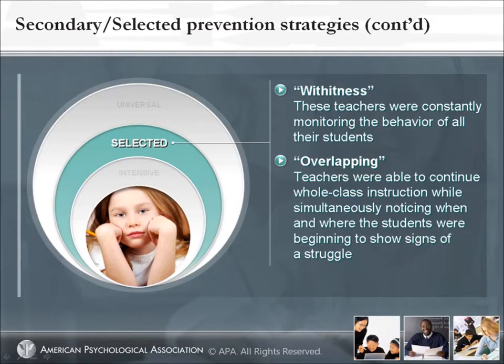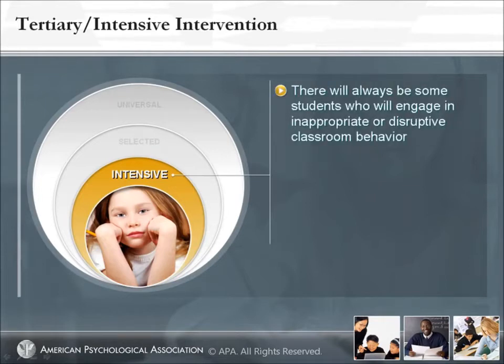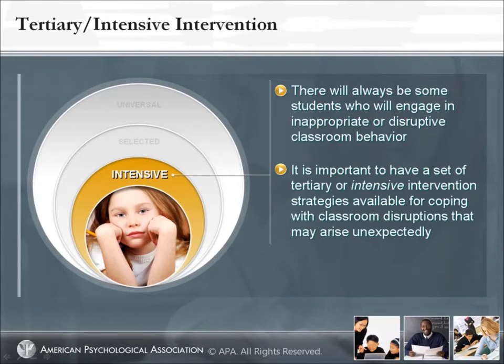Tertiary intensive intervention. Despite the presence of the most extensive primary and secondary prevention strategies, however, there will always be some students who will engage in inappropriate or disruptive classroom behavior. It is important to have a set of tertiary or intensive intervention strategies available for coping with classroom disruptions that may arise unexpectedly. In the second half of this presentation, Interventions for Individual Student Behavior Problems, we will present a variety of such tertiary strategies.